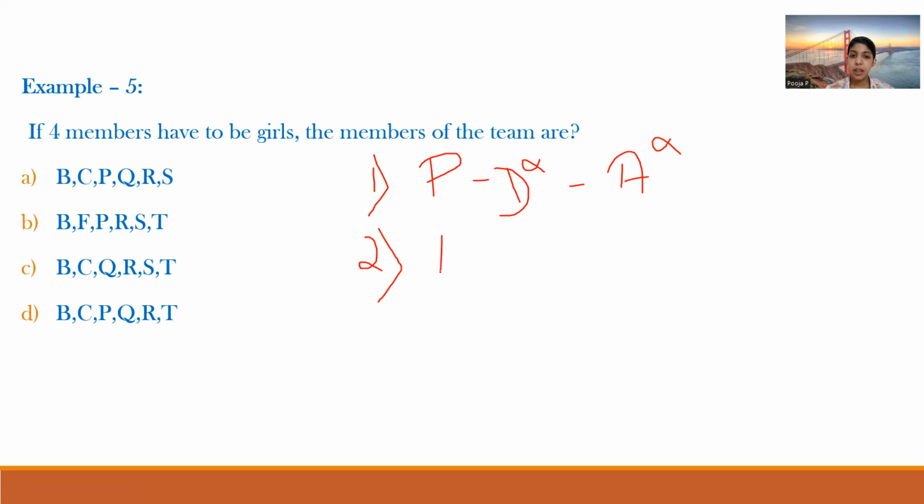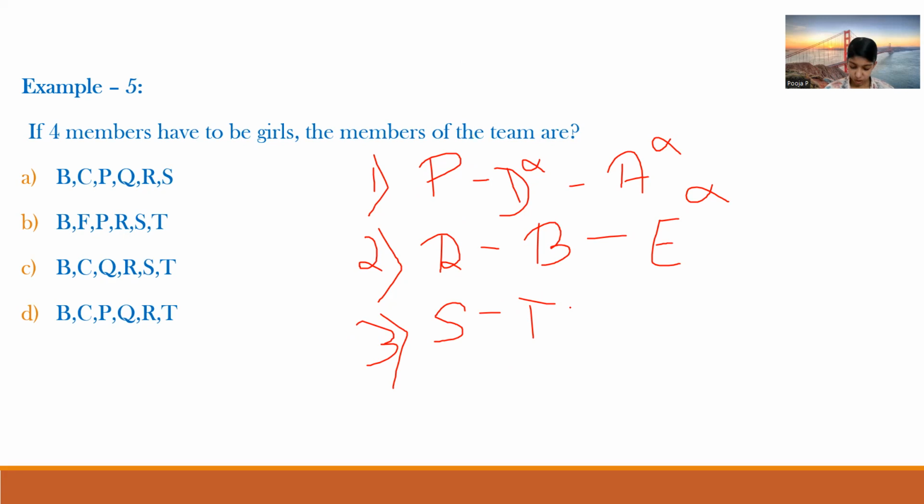So your next option will be R. If R joins, B will come in. If B comes, E cannot come. Okay, so you have 2 girls and 1 boy. The next option you need is S and T, because they always come together. So you have P, R, S, and T as 4 girls. If they are coming, then C cannot come. If C does not come, Q will also not join in.